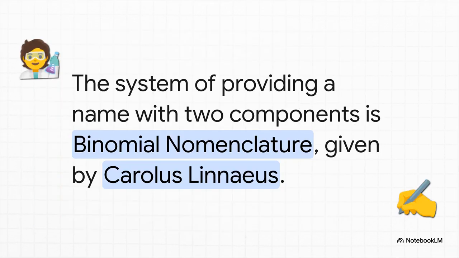Now, the system we actually use is called binomial nomenclature. Let's break that down. Bi means two, and nomen means name. So it's a two-part naming system. And the person we have to thank for this brilliant idea, the one, the only Carolus Linnaeus. You absolutely have to remember his name for your exam.